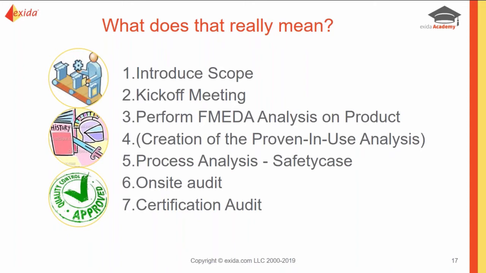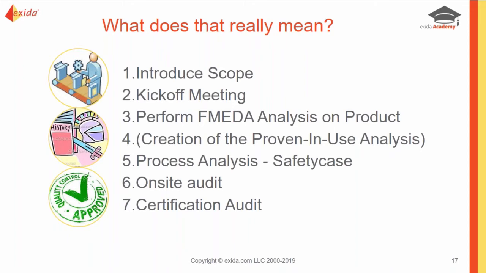Next, if you have historical data on a product, we will create a proven in use analysis. We'll look at the shipments, returns, all how you analyze things that come back, and compare those results to the FMEDAs and the failure rates. If your product is new and you don't have historical data, that's okay too. We won't do the proven in use analysis, but in the next step, when we're doing the process analysis and the safety case, we will further evaluate and dive deeper into verification and validation process and test results and all of that.